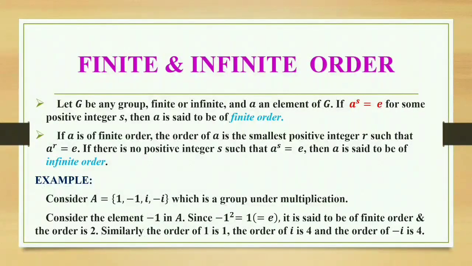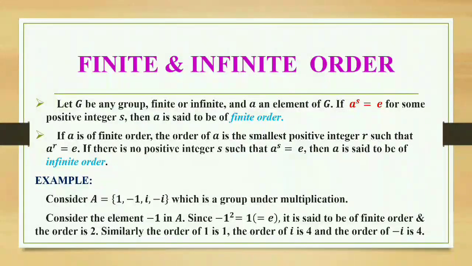For example, we consider the group A equal to {1, minus 1, i, minus i}, and we consider the element minus 1 in A. Since minus 1 squared is equal to 1, the element minus 1 is said to be of finite order, since minus 1 satisfies the property a power s is equal to e. Here a is minus 1, s is equal to 2 and e is 1. Therefore, minus 1 is said to be of order 2. Similarly, the order of 1 is 1, the order of i is 4 since i power 4 is equal to 1, and the order of minus i is also 4.